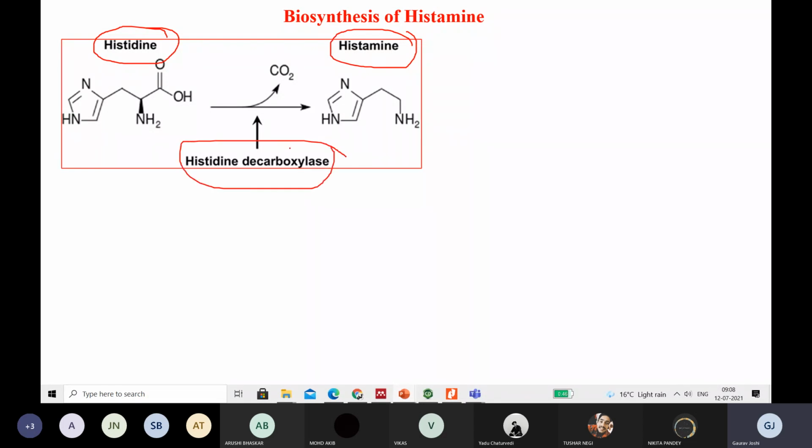If you look at the name, decarboxylase means to remove the carboxylic group. For example, see here it is a carboxylic group, COOH.